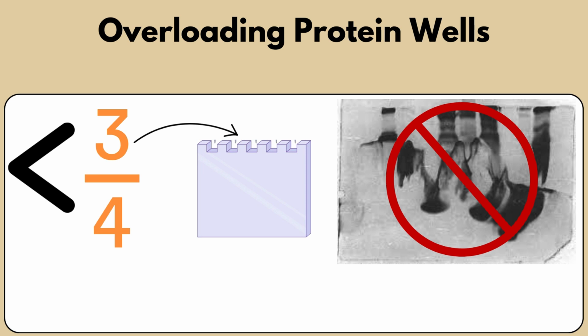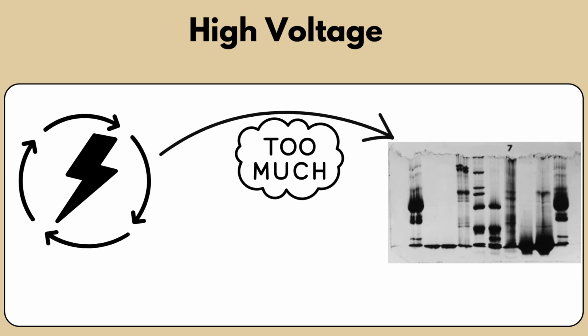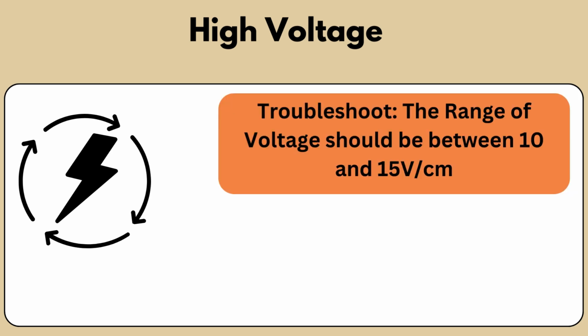Additionally, depending on the size of the well and the thickness of the gel, between 0.5 to 4.0 micrograms of purified protein should be loaded. This error can also occur due to running the gel at too high of a voltage, resulting in the gel warming up too quickly. To troubleshoot this, a common practice is to run the gel at 10 to 15 volts per centimeter.